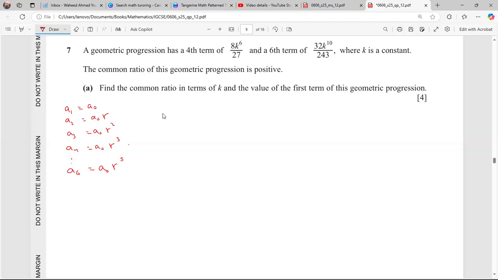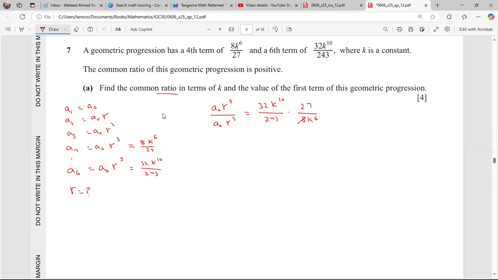Now we are given that the fourth term is 8k power 6 over 27, and the sixth term is 32k power 10 over 243. And we need to find the common ratio, we need to find r, right? So I will divide this equation by this. So a0 r power 5 divided by a0 r power 3. On the right side, I have 32k power 10 over 243, divided by this, or multiplied by 27 over 8k power 6.